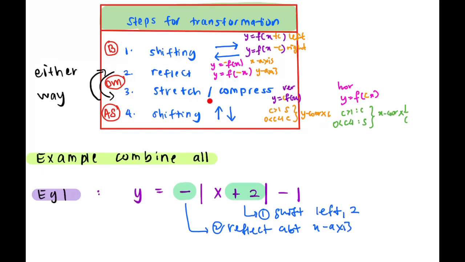Next, let's see whether you have stretch or compress. Do you have multiply c outside or multiply c inside? No, you don't have any of them, meaning that for this question, you don't have stretch or compress. Next, let's check, do you have shifting up and down vertically, meaning plus or minus outside the function? Yes, you have this minus 1, meaning that this is your third transformation, which is shift down 1. So this is all the action steps that you will need to take: first transformation, second transformation, and the third transformation.